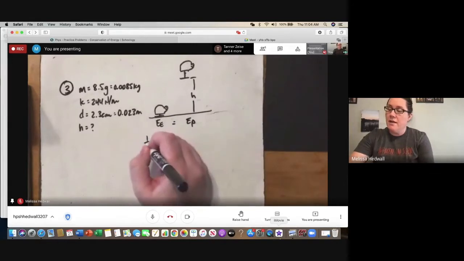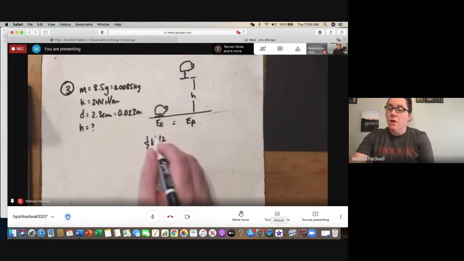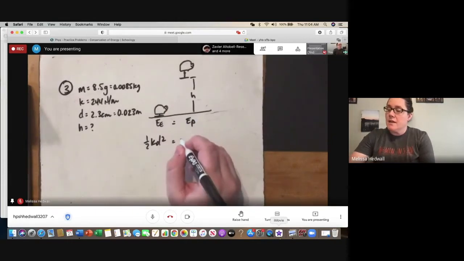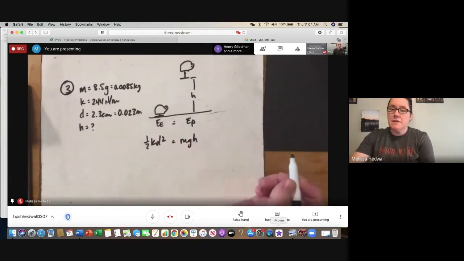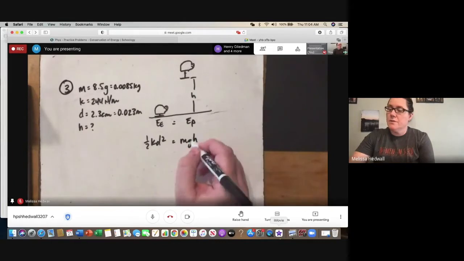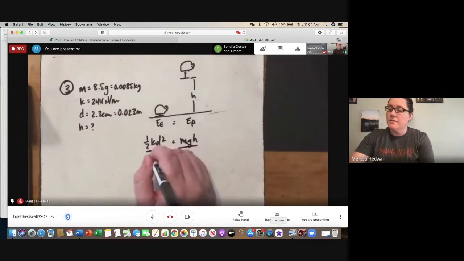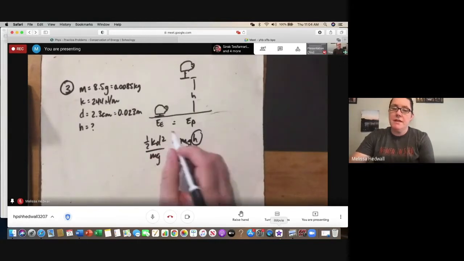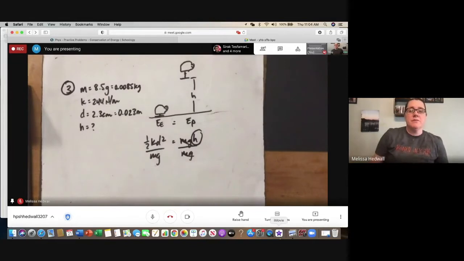So we have 1/2 kd squared. We know all of that. We know the k, we know the d. And we'll set that equal to mass times gravity times height. So you'll be solving for the height, so you'll divide by both mass and gravity. So you'll be left with height is equal to this, and you have all of those pieces. I'll leave that there for a screenshot. Does anyone have any questions on those?